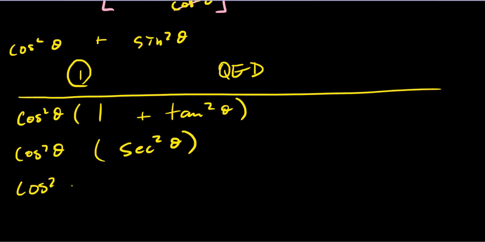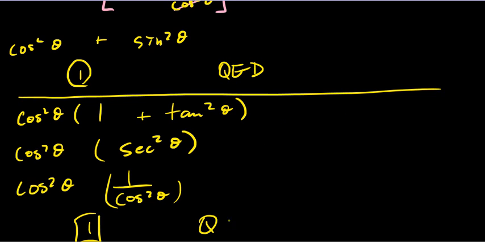Okay, cos squared theta, and this is 1 over cos squared theta, isn't it? So that now equals 1. Now you're free to say multiply these together, it's 1. Okay? So that's another way you could do it, and same question. There's multiple paths here to the proof, okay?